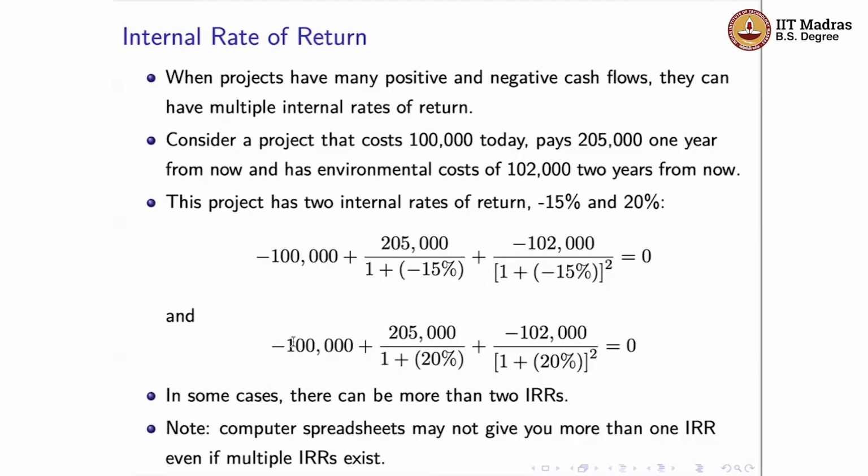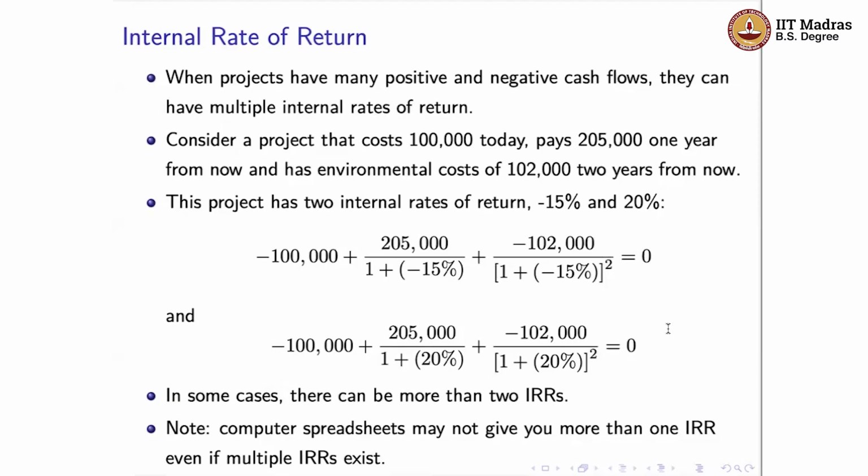Okay, and similarly, if you actually do the same expression, but instead of minus 15, you put in 20%, you can also show that that too is equal to 0. Okay, so what that means is that both minus 15% and 20% satisfy the definition of IRR, and in fact, they are both IRRs here, right? And in fact, that's not just the end of it. In some cases, you can actually end up having more than 2 IRRs, right?